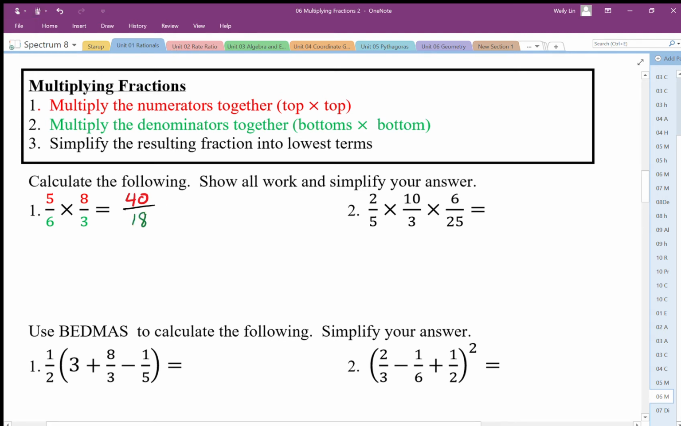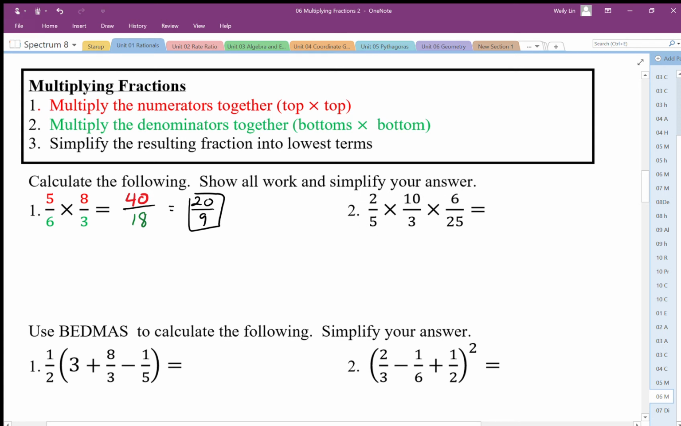And that simplifies with a common factor of 2. So 20/9 is a simplified fraction. Now, I would like you guys to recognize that there are common factors. So the common factor of 2 here and 2 here can be canceled beforehand. So whenever we see this, we just need to know that we can times all the tops, all the bottoms.